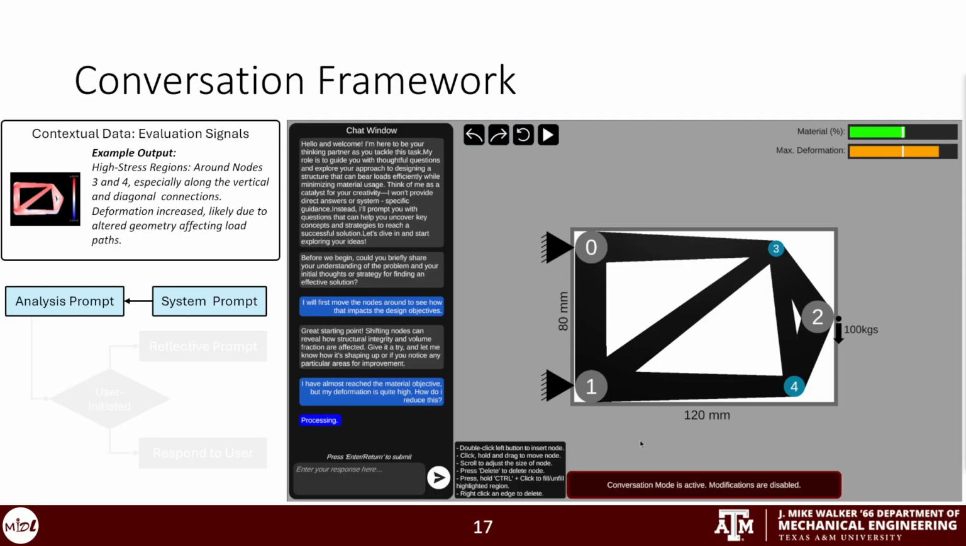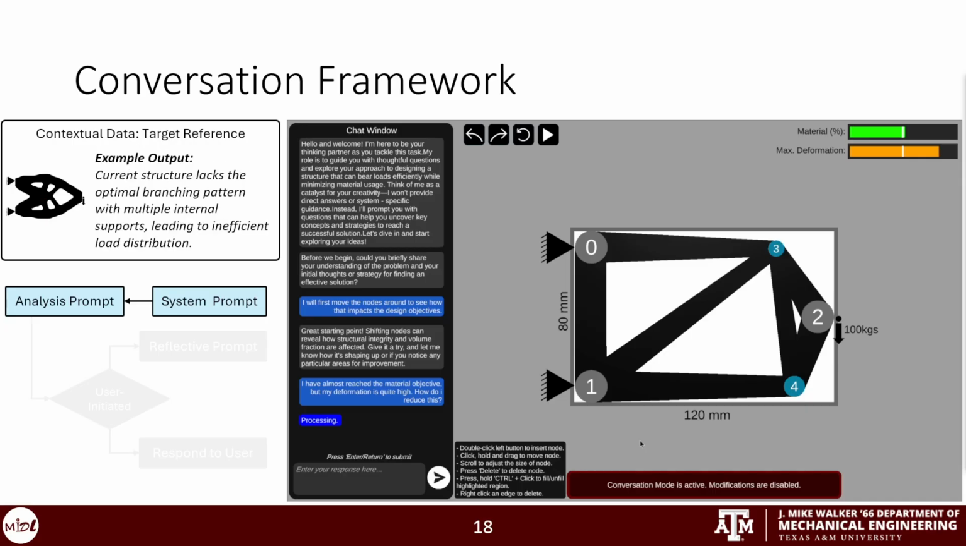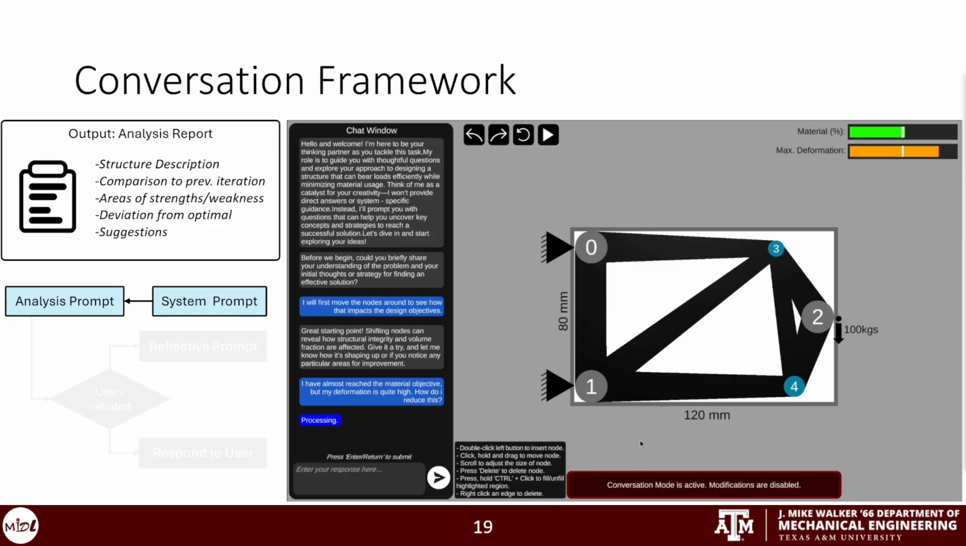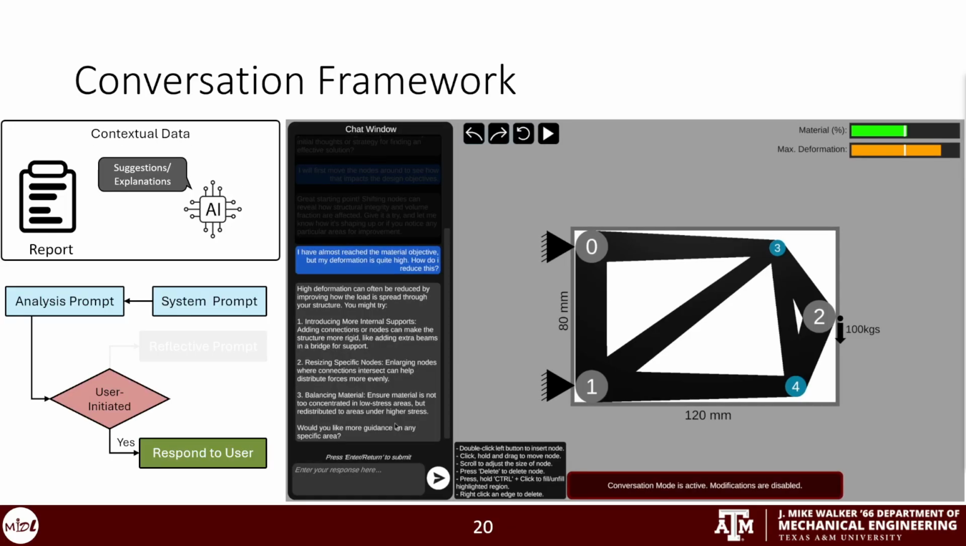So let's take a look at an example of how it uses the evaluation signals. Over here, it identifies regions of high stress and the potential reasons for increase in deformation. Here's another example where it compares the user-generated structure to the target reference. It then curates all of this information into a detailed analysis report, which is then used by the agent to provide a contextually relevant response to the user that is easy to read and understand.